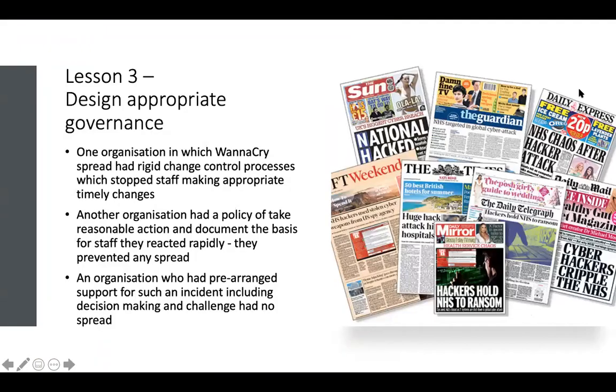My third lesson learned was about designing appropriate governance. Now, much of what we saw in the press was hospitals being brought to their knees or patients not being able to be seen. And it was really interesting for me to look at how humans and governance reacted to the process. So actually, not talking about technology, but how did humans react and how did they make decisions and what was the infrastructure they used to make those decisions?